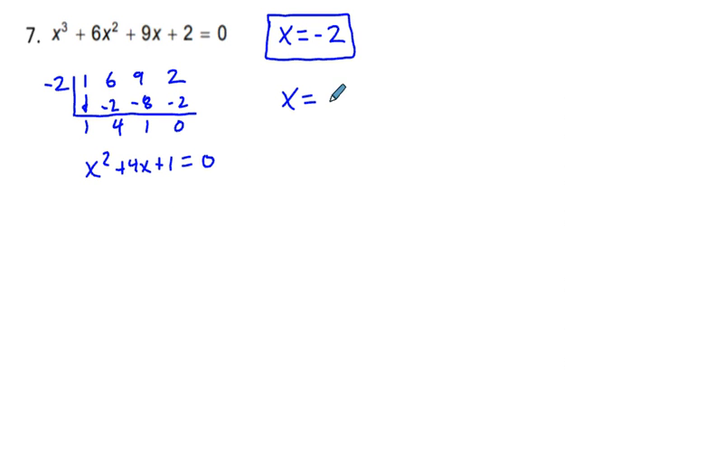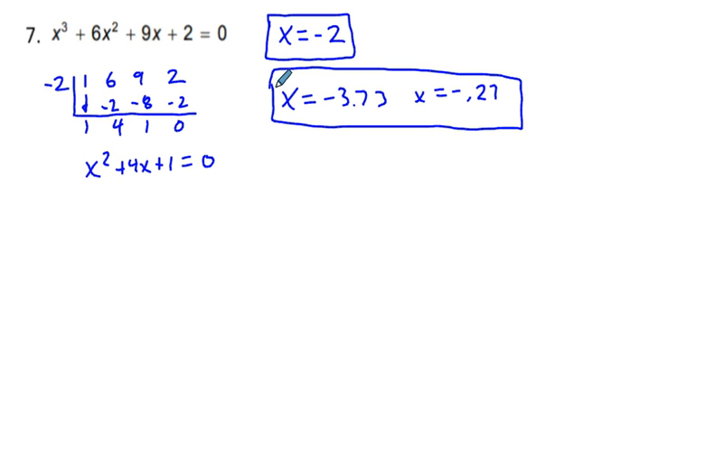So x equals -3.73. x equals -0.27. So these would be possibilities done this way, graphically, using the tools in the calculator. But with other methods, you can complete the square.